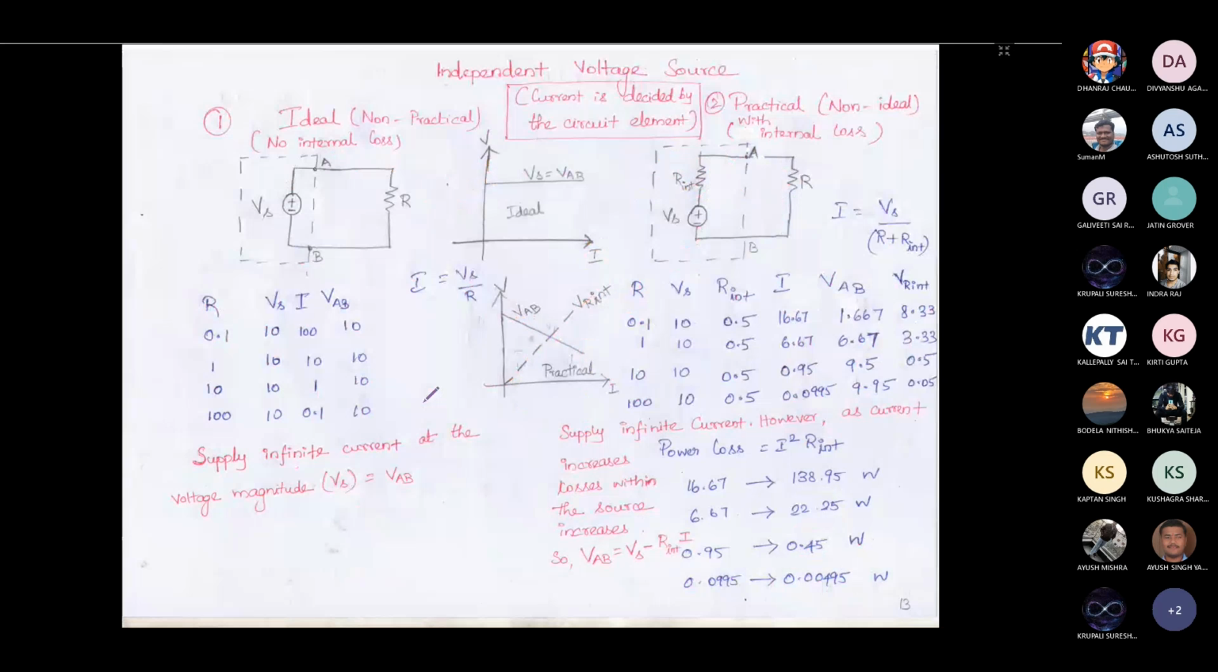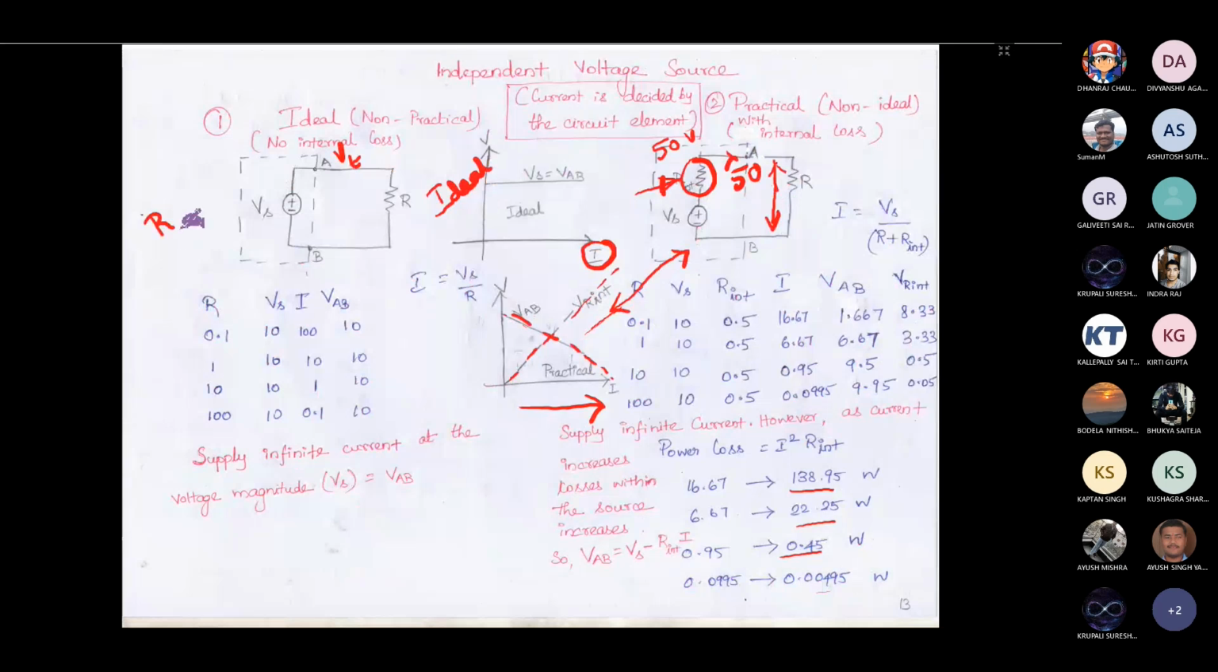So we talked about R internal, right? We talked about R internal for the practical voltage source. So what is the R internal for the ideal source that we have to consider for voltage source and current source? For a practical voltage source, we had R internal connected in series. What is the R internal value for an ideal voltage source? That's what we have to see now.